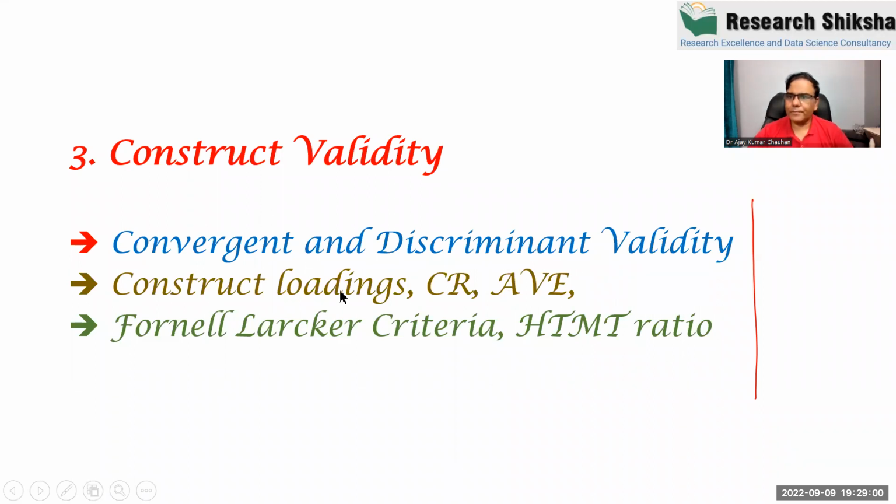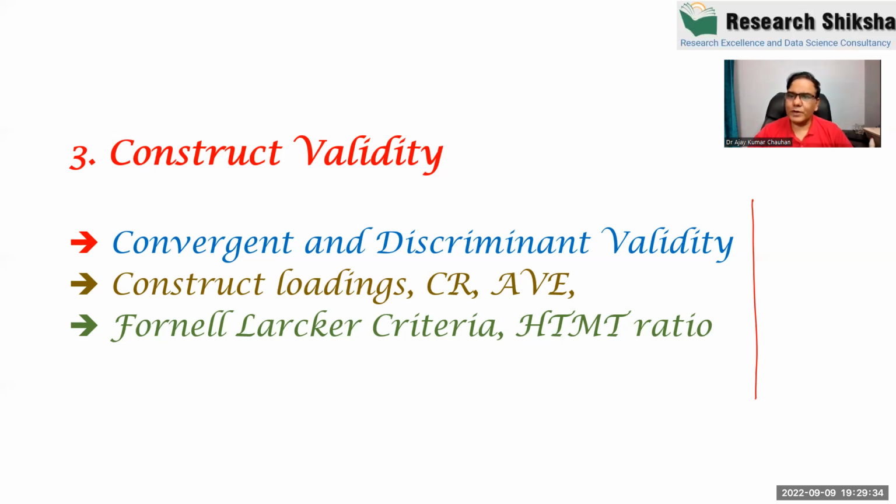Construct loading represents the correlation between the item and the construct. And it is expected that the construct loading of each statement should be greater than 0.7. And it should not be less than 0.5 in any case. Because if there are many items, some of the items may have small loadings like 0.69, then you can take it, not a problem. But below 0.5 is not allowed.